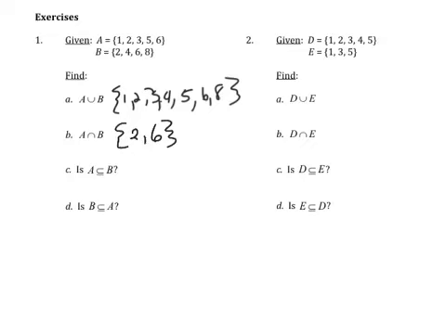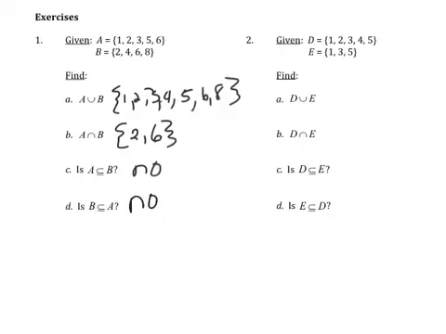Is A a subset of B? If A is to be a subset of B, then everything in A needs to show up in B. So clearly that's a no. Is B a subset of A? Everything in B has to show up in A. And again, we have things that don't. There's no 4 and there's no 8. So that's also a no.